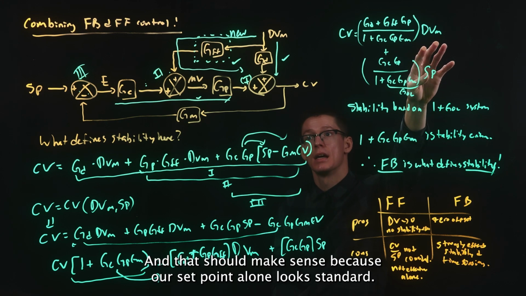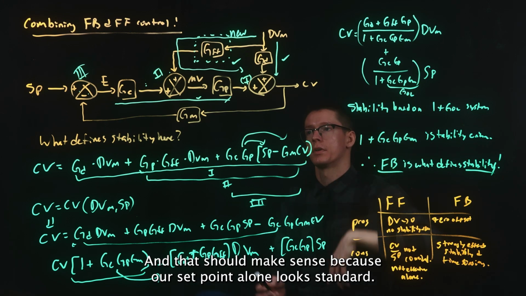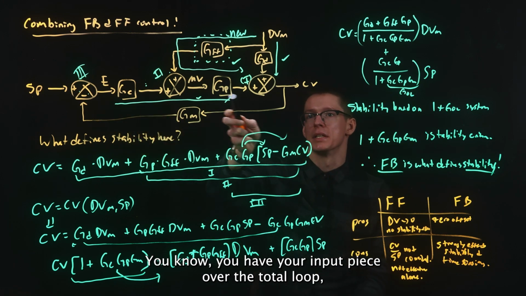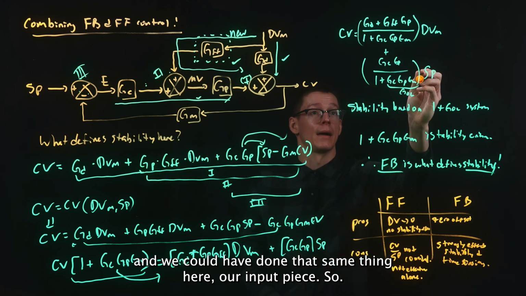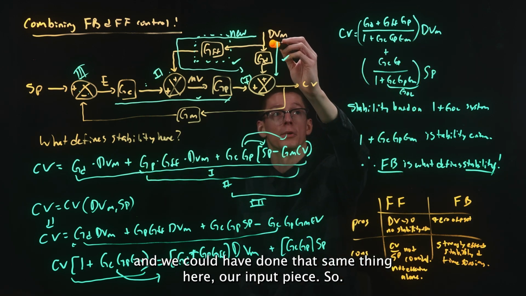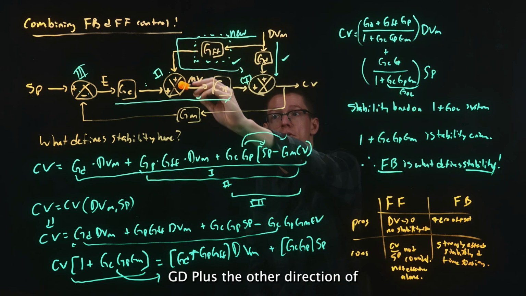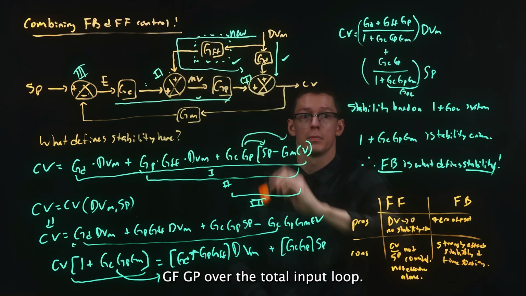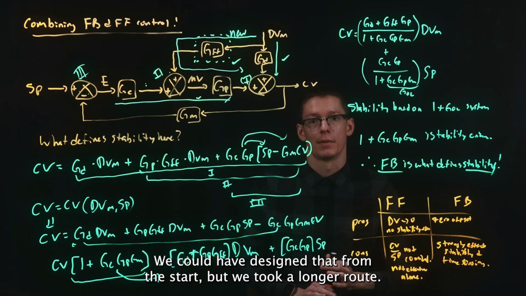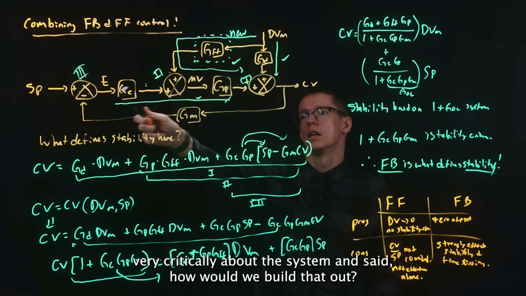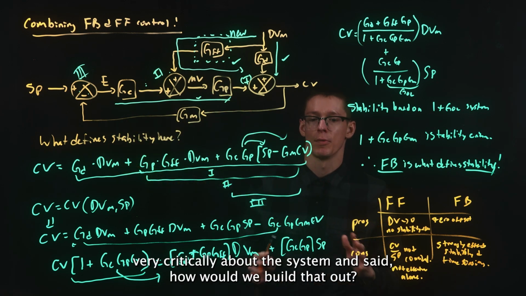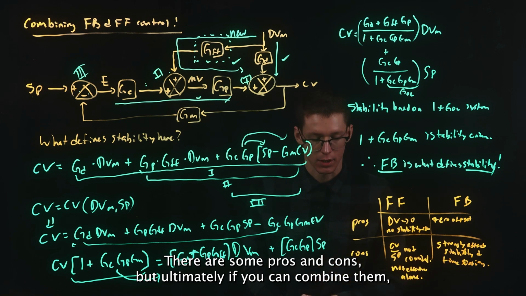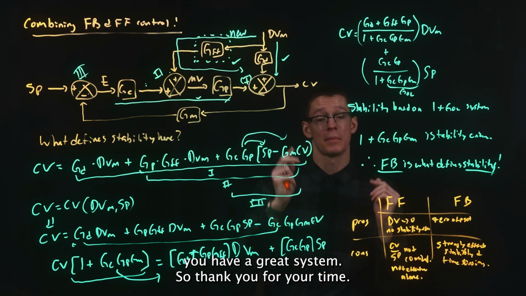This is a beautiful system, well-defined still, but we're just adding a new element here of this piece. And that should make sense because our set point alone looks standard. You know, you have your input piece over the total loop, and we could have done that. Same thing here, our input piece, so GD plus the other direction of GFF GP over the total input loop. We could have designed that from the start, but we took the longer route. We just thought very critically about the system and said, how would we build that out? There are some pros and cons, but ultimately, if you can combine them, you have a great system.